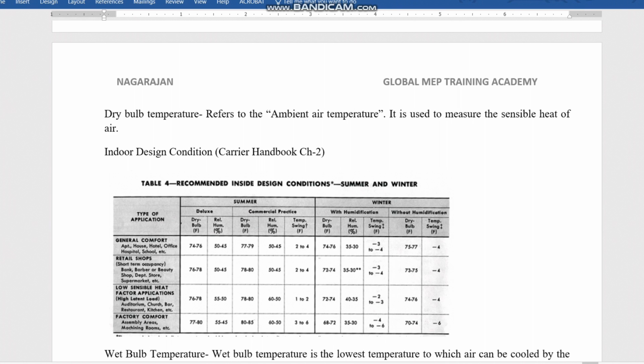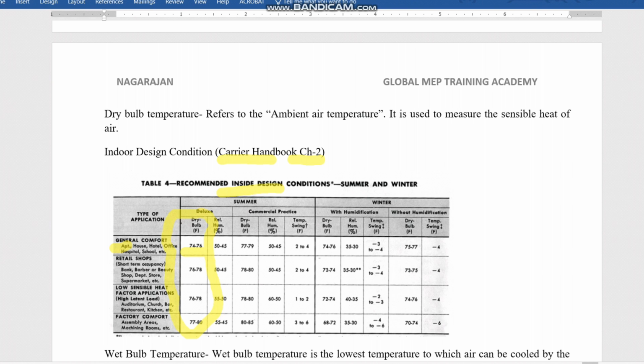The first one is the dry bulb temperature. As you know, the dry bulb temperature refers to the ambient air temperature, so it is used to measure the sensible heat of the air. The table you see here, the indoor design condition, I have taken from the Carrier Handbook chapter 2. Various recommended indoor design conditions have been given. For example, in this apartment house, the temperature you see here is a dry bulb temperature, in Fahrenheit. For an apartment house they have given 74 to 76 Fahrenheit. These are all the indoor design condition temperatures, and all of these are dry bulb temperatures.